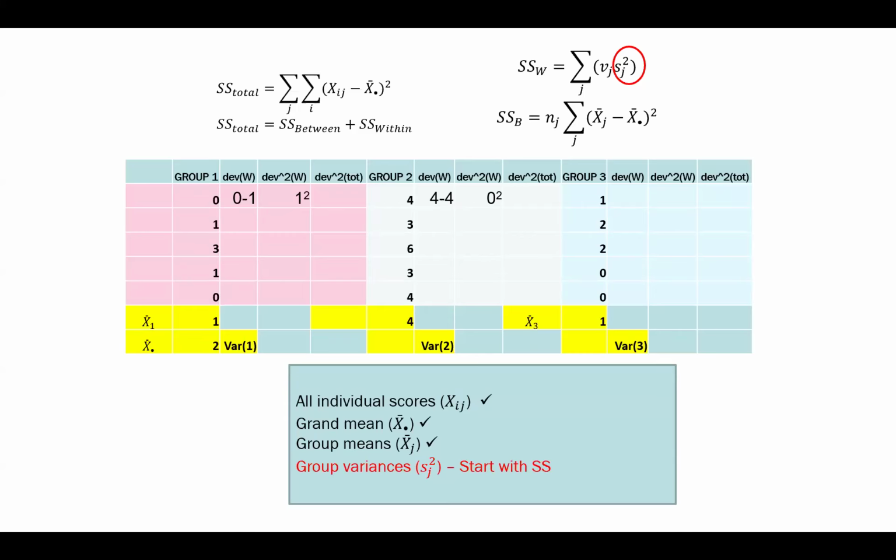Its group mean is 1. So its deviation is 0 minus 1. And then, as always, we are going to square the deviations. Once we've squared all the deviations, we can proceed to sum them.